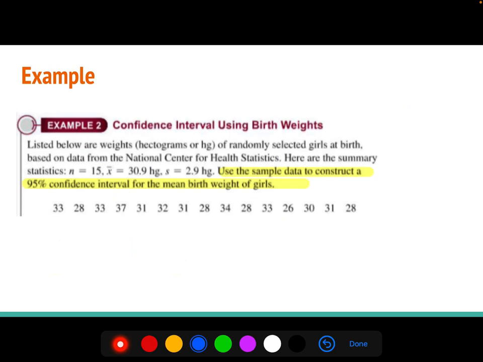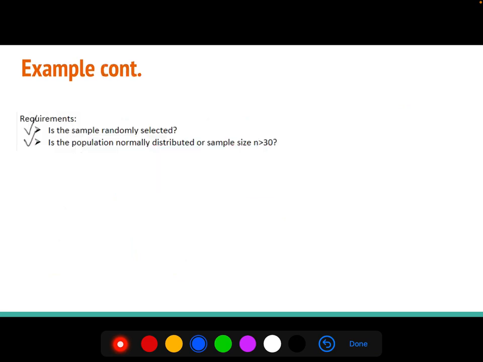Confidence interval using birth weights. Okay, so we have a bunch of birth weights. This is sample data, and we're going to construct a 95% confidence interval for the mean birth weight of girls. So how are we going to do that? Is the sample randomly selected? Well, yeah, all those numbers were randomly selected.